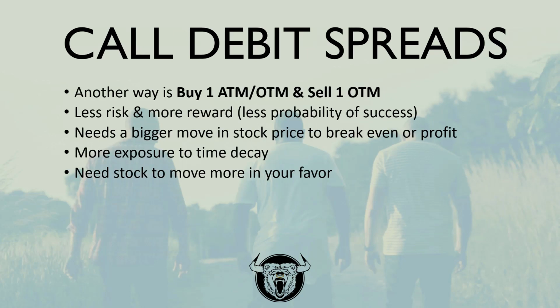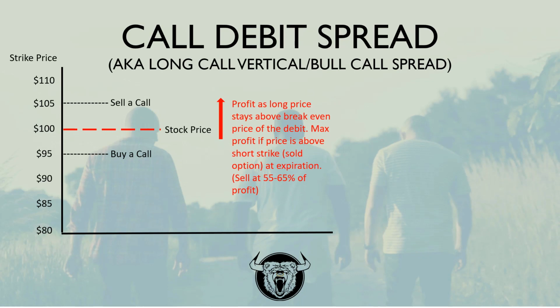Another popular way is to buy one at the money or out of the money strike and sell one out of the money. You do get less risk and more reward. However, there's a lot less probability of success because you need a bigger move in the stock price to break even or profit. You have a lot more exposure to time decay, otherwise known as theta, and you need the stock to move more in your favor.